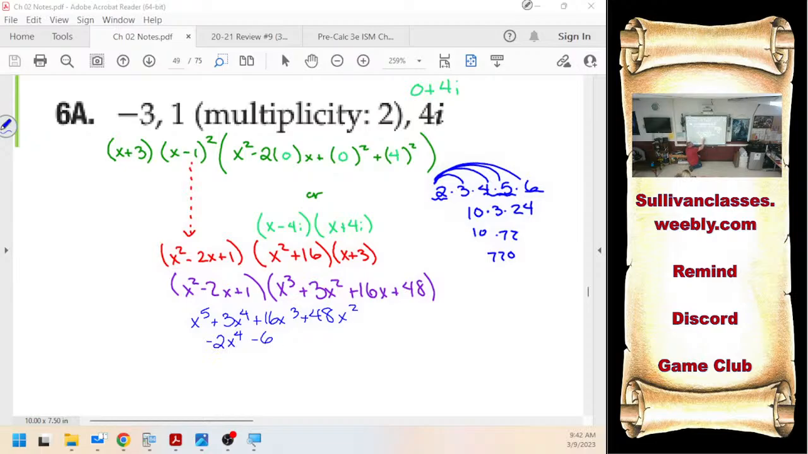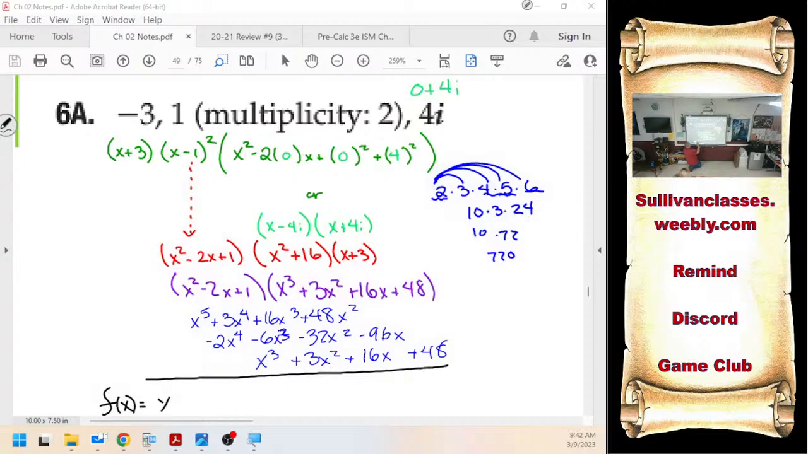-2x to the 4th minus 6x squared. Nope, 3rd. Where are we at? -32x squared minus 96x, then 1 by the stuff, x cubed, 3x squared, 16x plus 48. End of the line. Let's compare notes. X to the 5th plus x to the 4th plus 11x cubed. What's that? 19 x squared minus 80x plus 48.